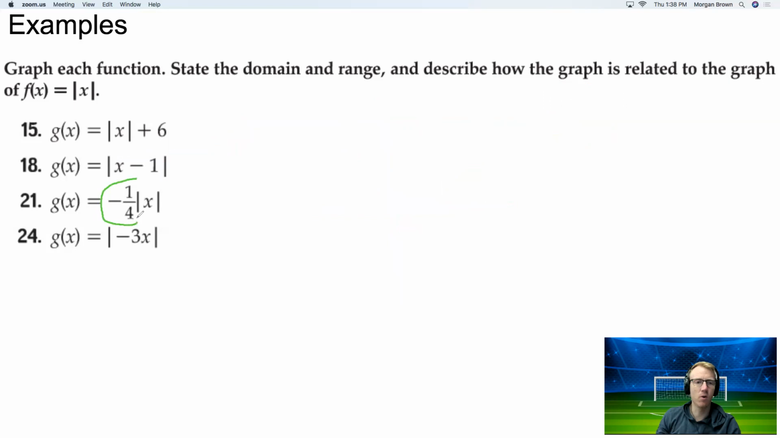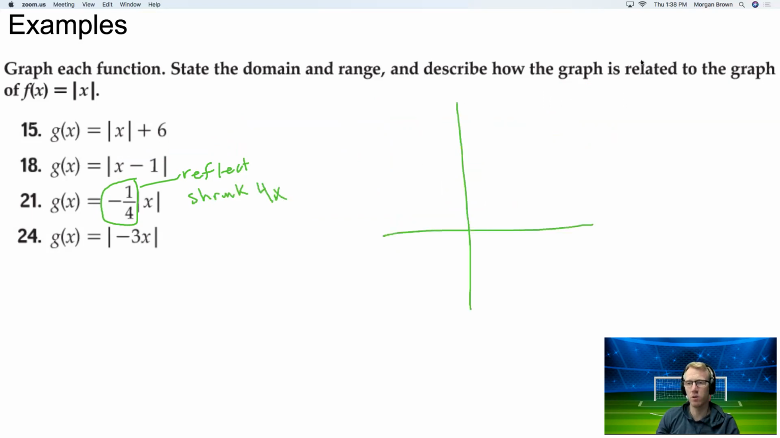Here we have a negative and a 1/4 in front. So this is going to be reflected. And it's going to be stretched by a factor of 1/4. Or you could say shrunk by a factor of 4. Those are equivalent. Stretching by 1/4 or shrinking by 4 are the same thing. So it's not moved left, right, or up or down. So it still starts in the center at 0, but it goes down instead of up. And it has a slope of 1/4. So we're going to go over 4 and then down 1. And then likewise on this side, over 4, down 1.